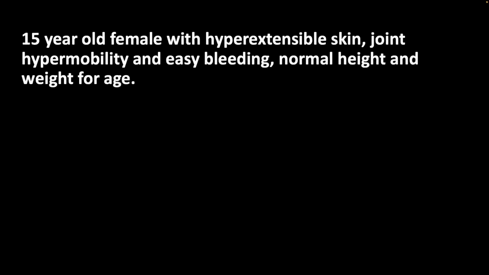We also went over this earlier, but you have the same patient, but now you have a downward lens subluxation and intellectual disability. This would be homocystinuria. Now we have a 15-year-old female with hyperextensible skin, joint hypermobility, and easy bleeding, their normal height and weight for their age. This would be hypermobile EDS, or Ehlers-Danlos syndrome.